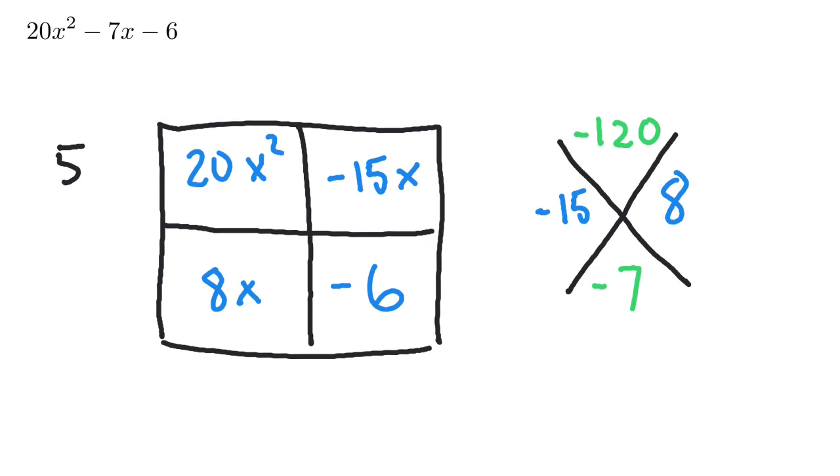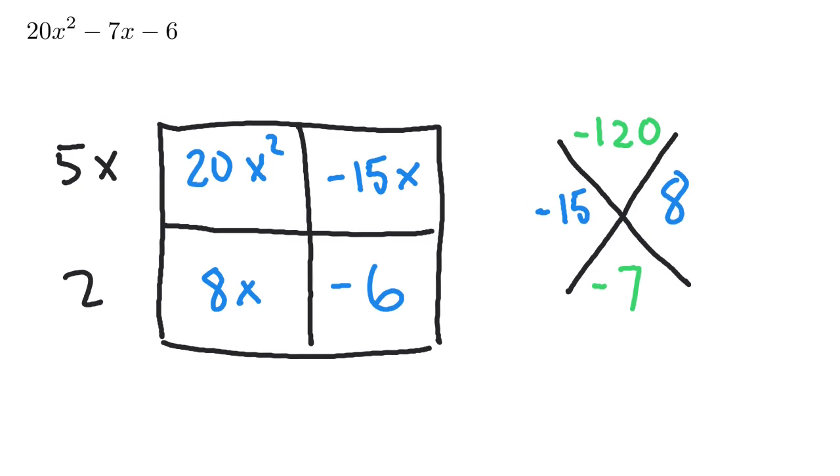Variables, x squared and x. GCF of x squared and x is just x. Okay, now we go to the bottom row. 8x and 6. So 8 and 6, GCF of 8 and 6 is going to be 2.